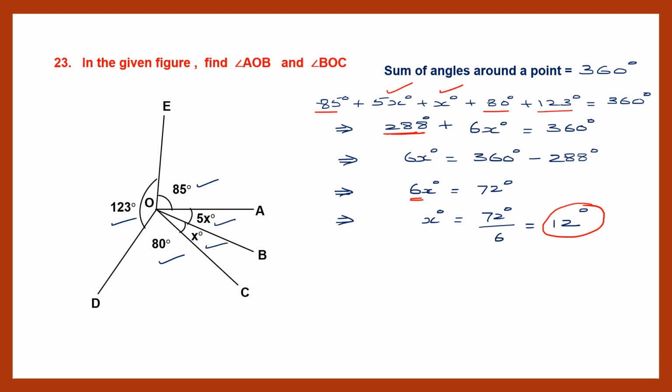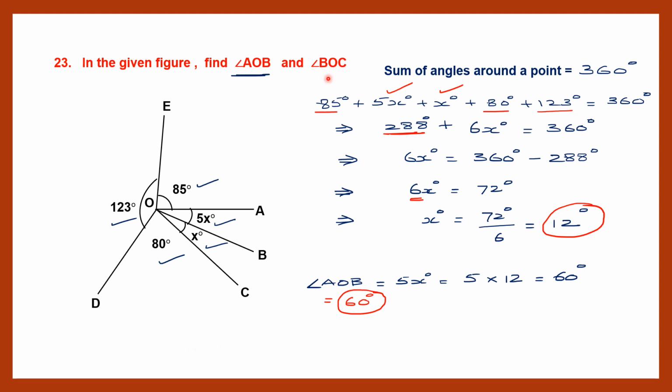So now what have we been asked to find? Angle AOB. So angle AOB given in the question as 5x degrees. It's given as 5x. So let's write that down. That's 5x degrees. That means 5 into x degrees. And how much is x? X is 12. 5 12s are 60. So AOB, angle AOB is equal to 60 degrees. So this is the answer to the first part.